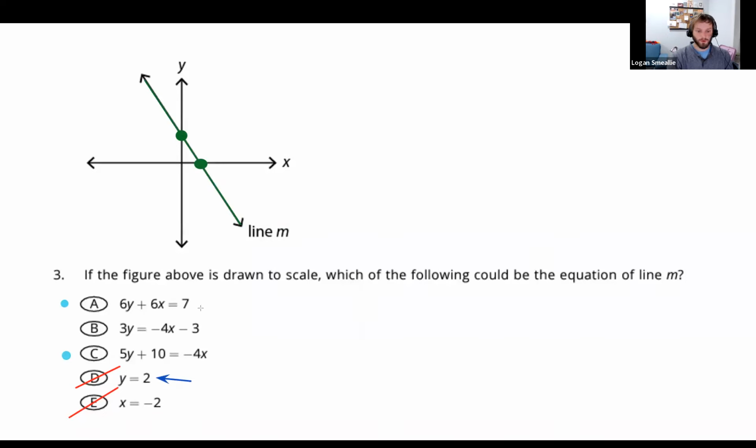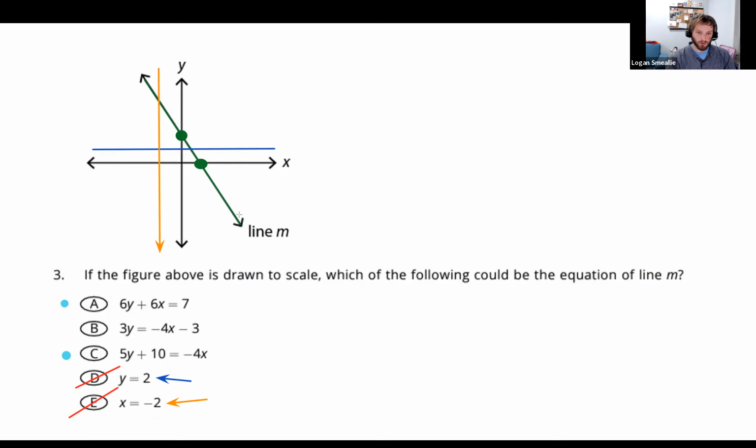For y is 2, I don't really know where 2 is on this one because there's no numbers, but I'll imagine that 2 is like there. Y is 2, you just go to the y of 2 and it's there the whole time. So it's completely flat. And likewise, x is -2. In that case, I'm going to go to where x is -2, maybe like there, and that line is going to be straight up and down. So both of these will never impact one of the two intercepts.